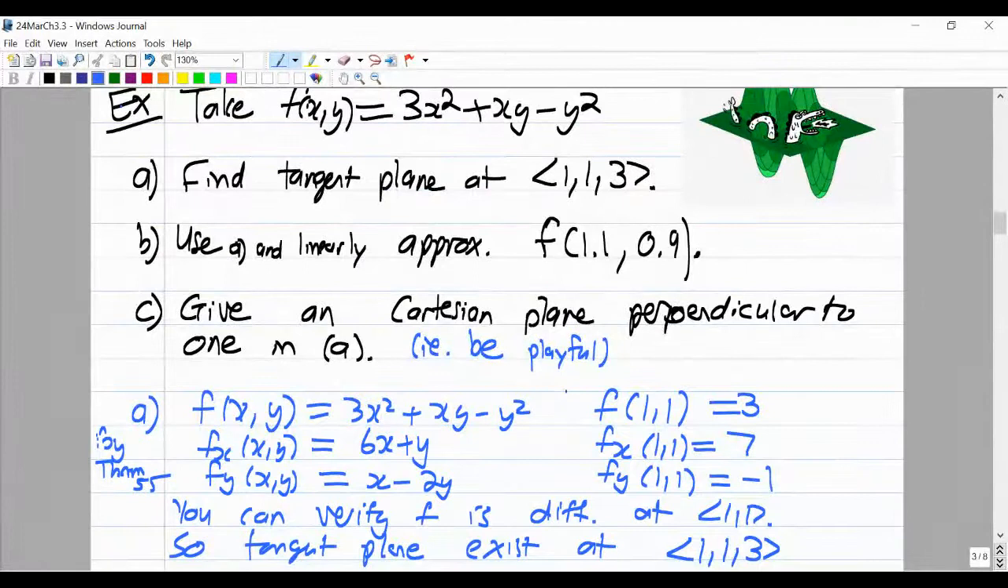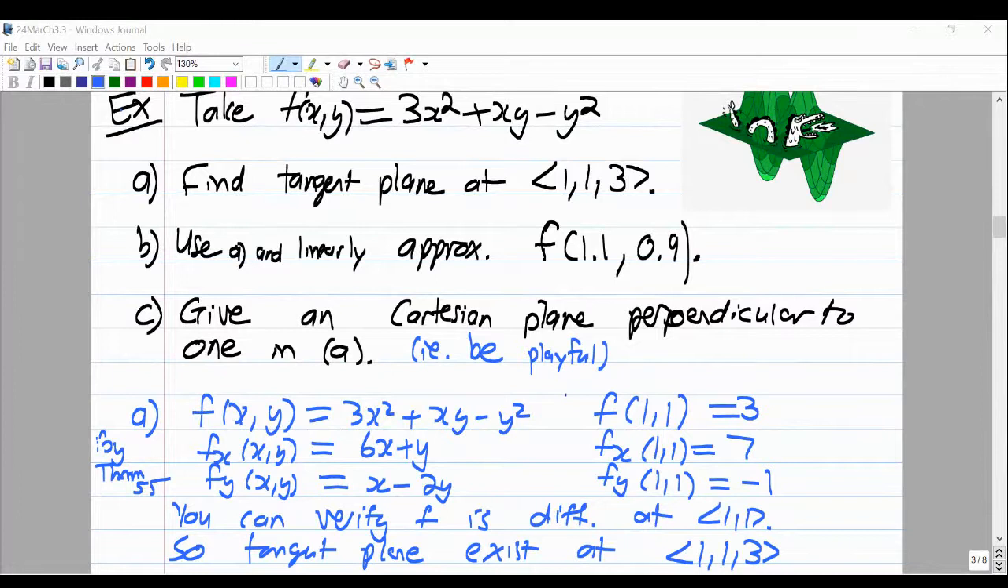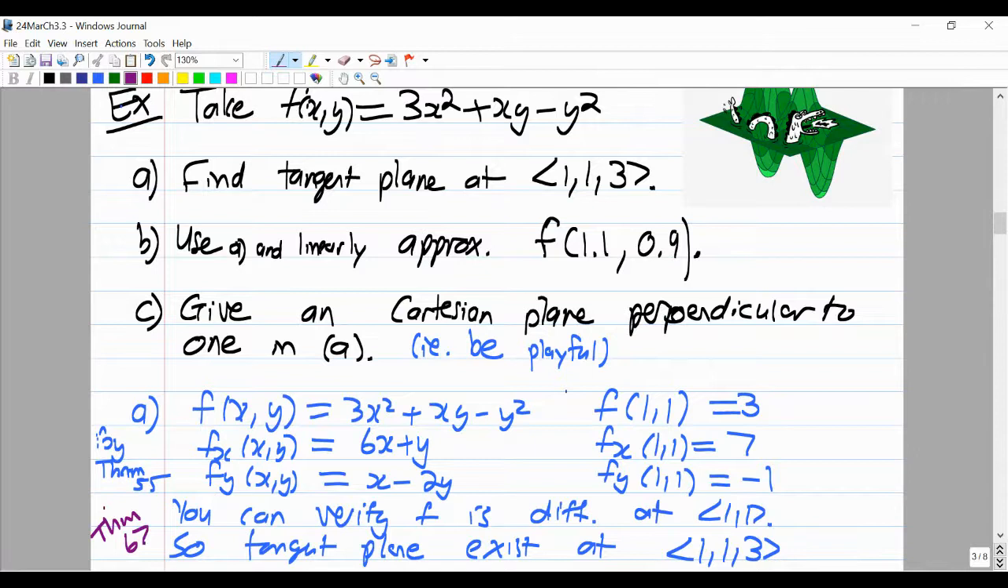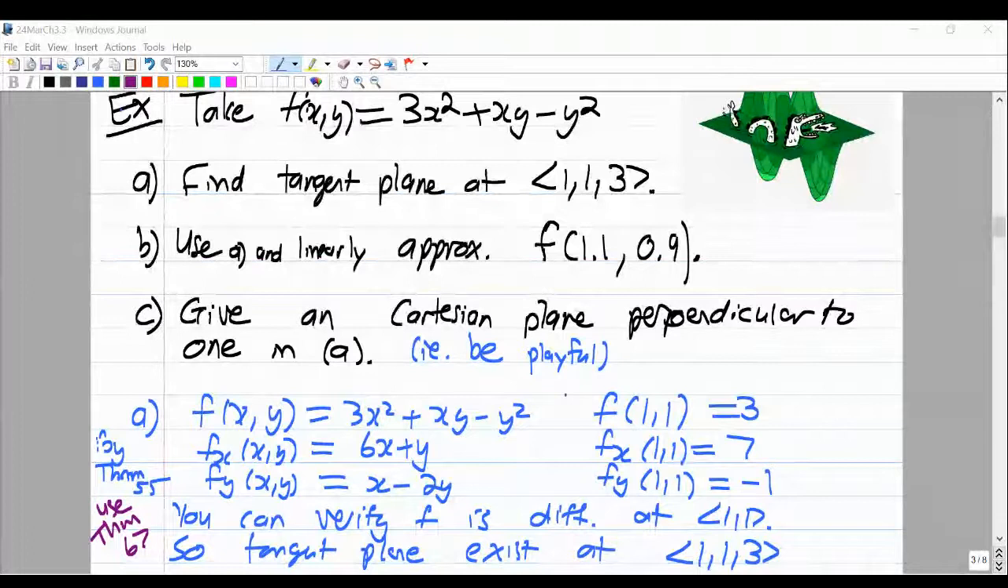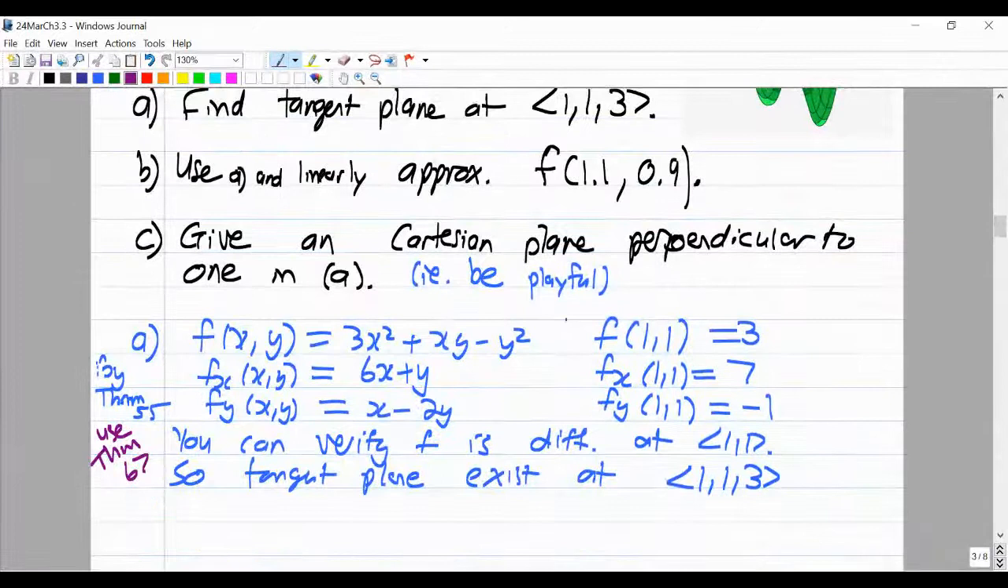You can use theorem 67, Miss Dubey. That is a great alternative. You can also use theorem 67 to verify differentiability at the point. All right. So now we know that the tangent plane exists, and now we can give the equation for the tangent plane. So it's always good to first give the formula.